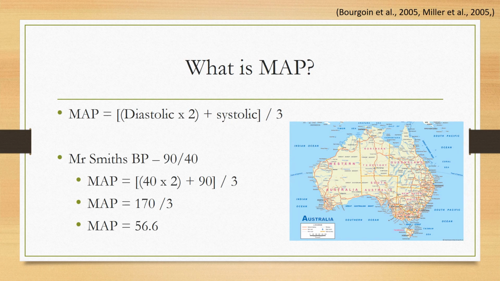In our case study with Mr. Smith, whose blood pressure is 90/40, we can figure out his MAP. So his diastolic blood pressure, 40, times 2 is 80, plus his systolic blood pressure of 90, which gives us a total of 170. Divide that by 3 and you get 56.6. A normal MAP range for an adult is somewhere between 70 to 100, and the body requires a minimum MAP of 60 to maintain adequate tissue perfusion to the organs. As such, we can see that Mr. Smith is suffering from a profound hypotension.